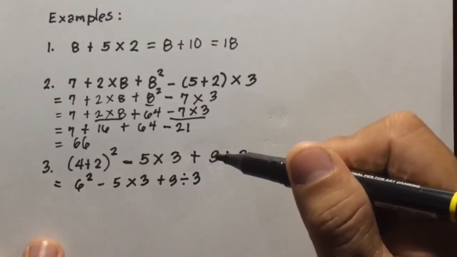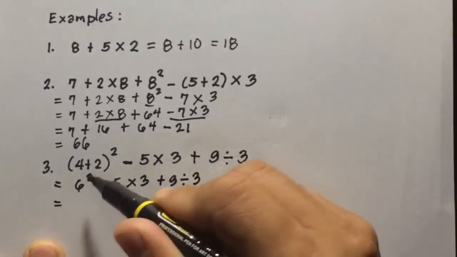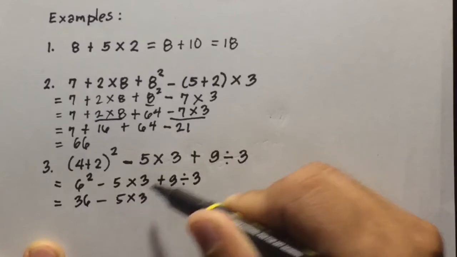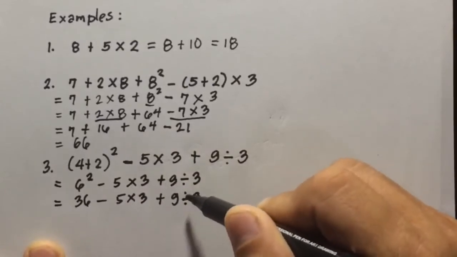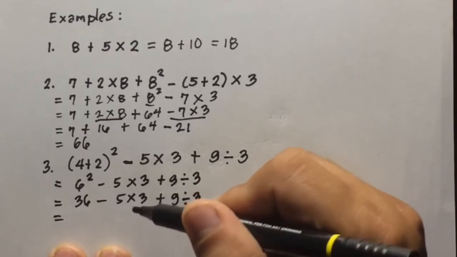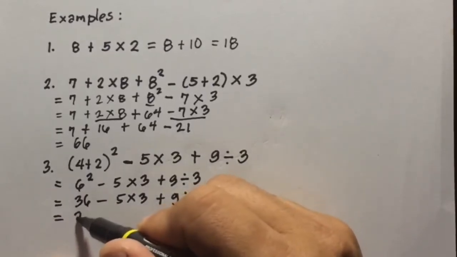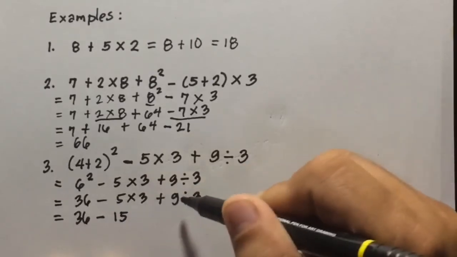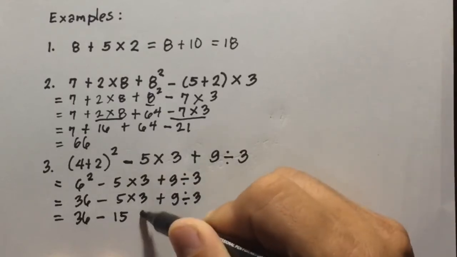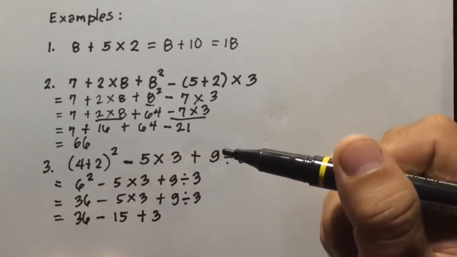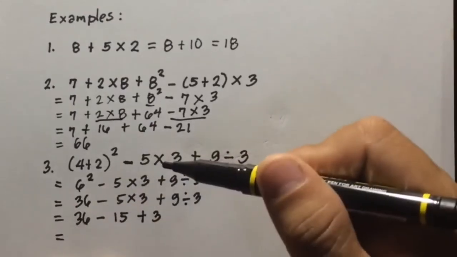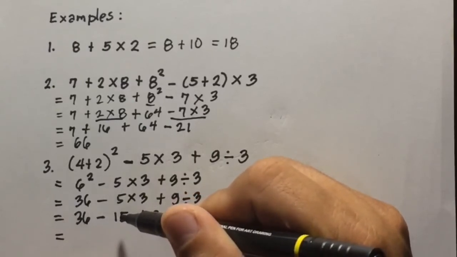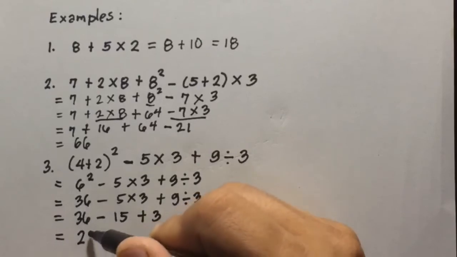Then you're going to have next the exponent. 6 squared is 36. Then minus 5 times 3, then plus 9 divided by 3. Then we're going to have multiplication and division. So we're going to have 36. Then negative 5 times 3 is negative 15. Then 9 divided by 3 is 3. So plus 3. Then 36 minus 15 is 21. Then plus 3, that will be 24.